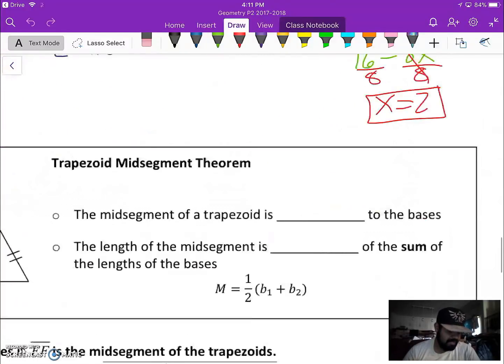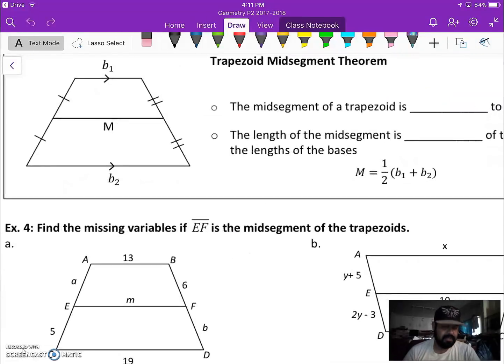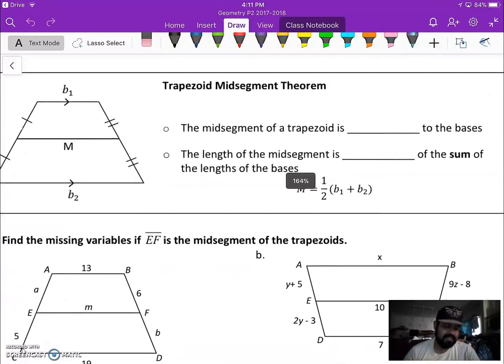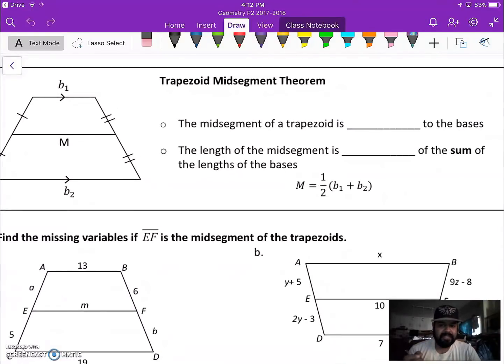Now, we have a mid-segment theorem. It's similar to the mid-segment theorem we had in the triangle, and actually they're both essentially equivalent. The only difference is now with the trapezoid you have a top and you have a bottom. So now to get to the middle, we're going to talk about the average of the two. And here's what we mean by that.